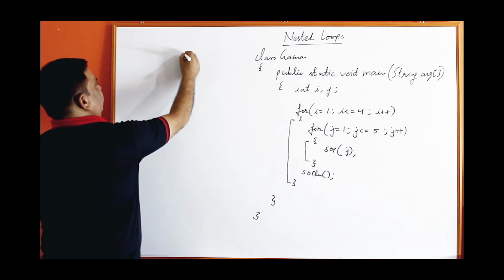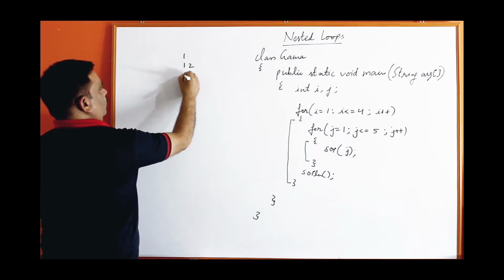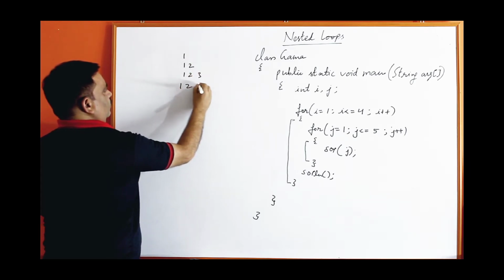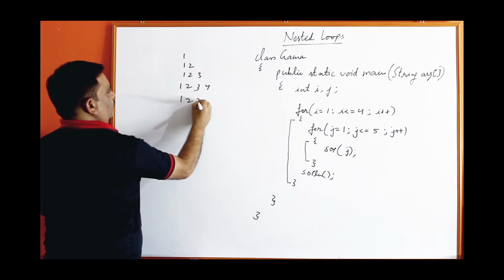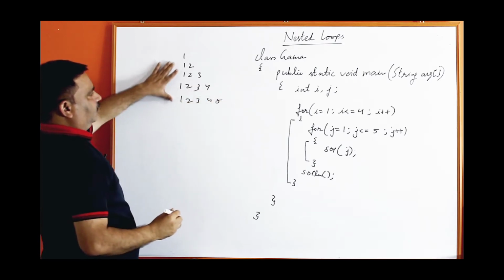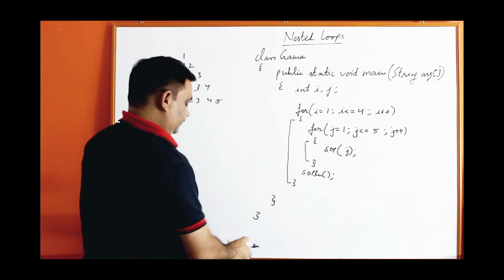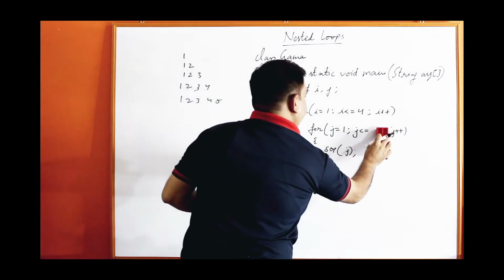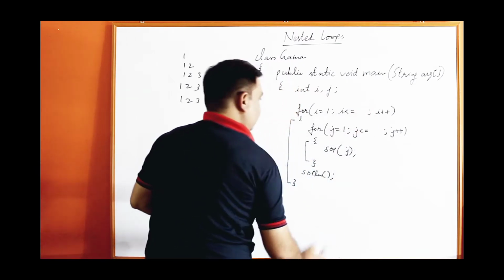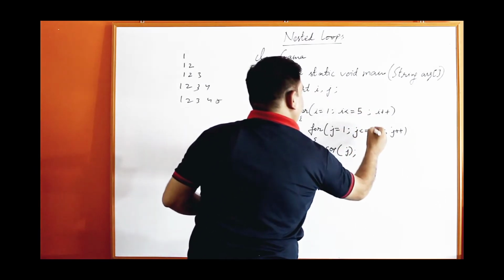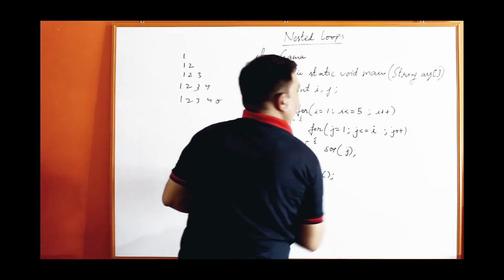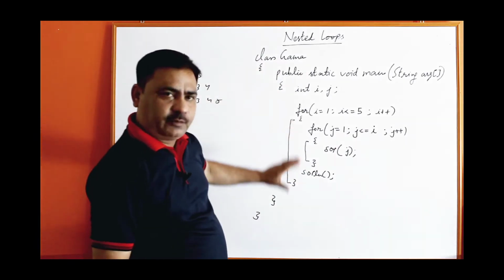Suppose I want this output: 1, 1 2, 1 2 3, 1 2 3 4, 1 2 3 4 5. To get such kind of output, I have to make slight changes here. In place of this 4 in the outer loop, I am writing 5, and in the inner loop, in place of 5, I am writing i. Try to understand the working.